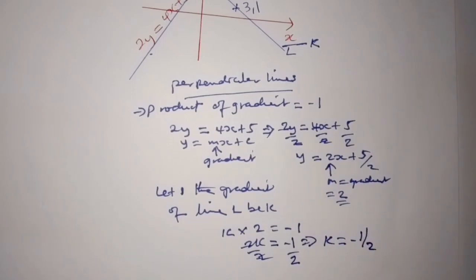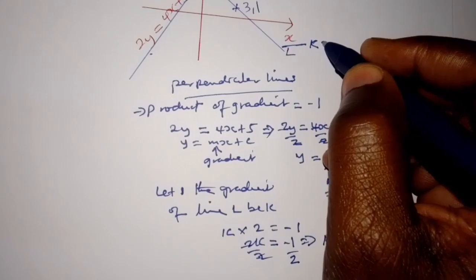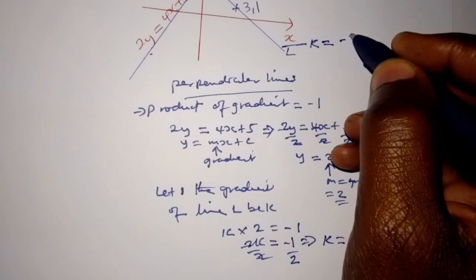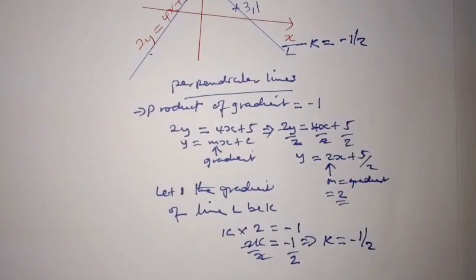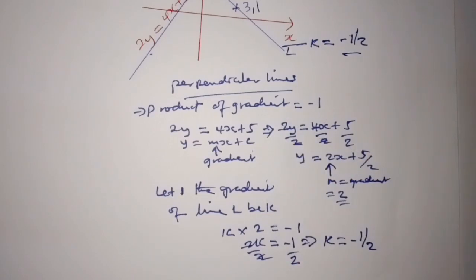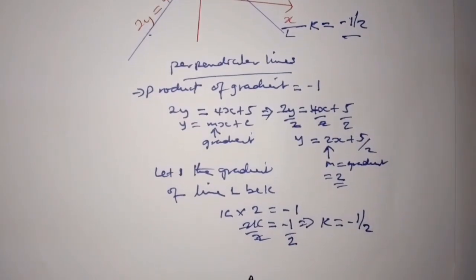So the gradient of this line L is equal to -1/2. The value of k is -1/2. The gradient of L is -1/2. So now we want to find, or to determine, the equation of line L. How can we go about it?